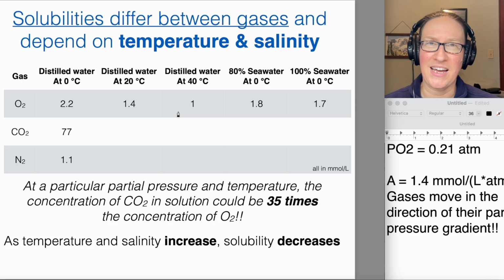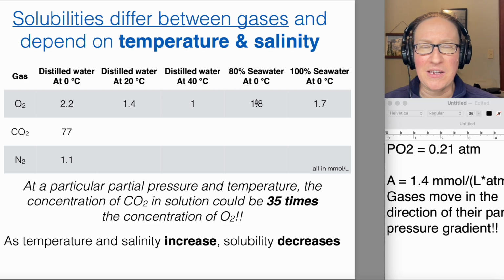Right, so as that soda starts to warm up at room temperature, more and more of that gas will come out of the liquid phase and enter into the gas phase, because as temperature increases, that gas's solubility decreases. So that's a constant pattern across different gas types.